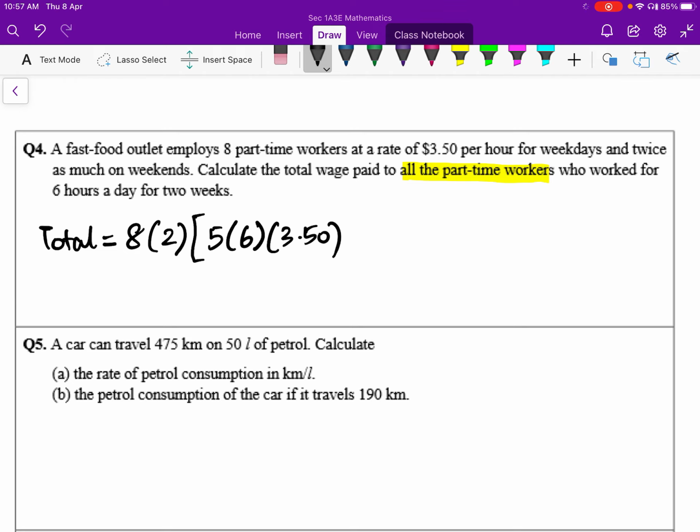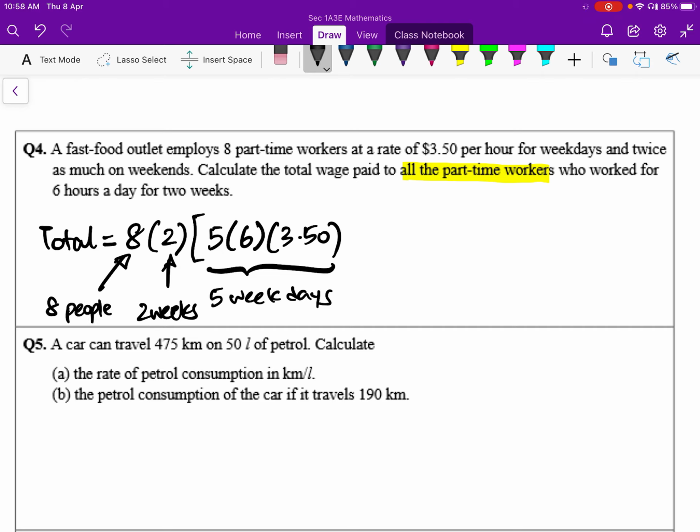Okay? So right now what we have is 5 weekdays, 6 hours at $3.50 per hour. This is for 5 weekdays. This is for 2 weeks. And this 8 over here is for 8 people. But the 1 week includes 2 weekends, which we haven't added yet. So we need to add plus 2 weekends.